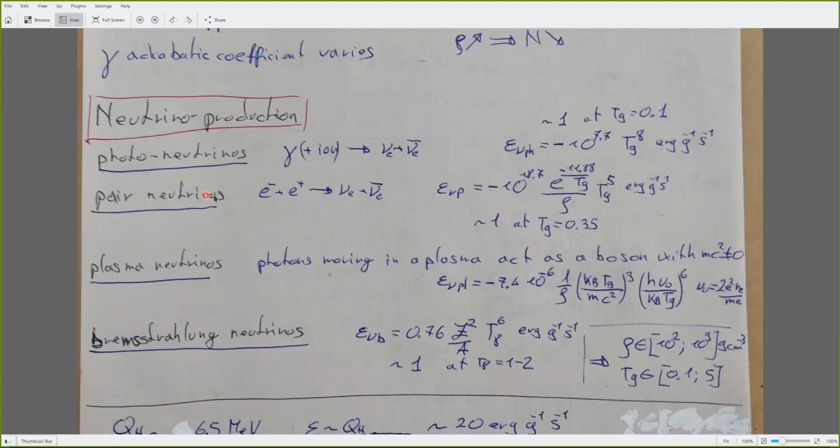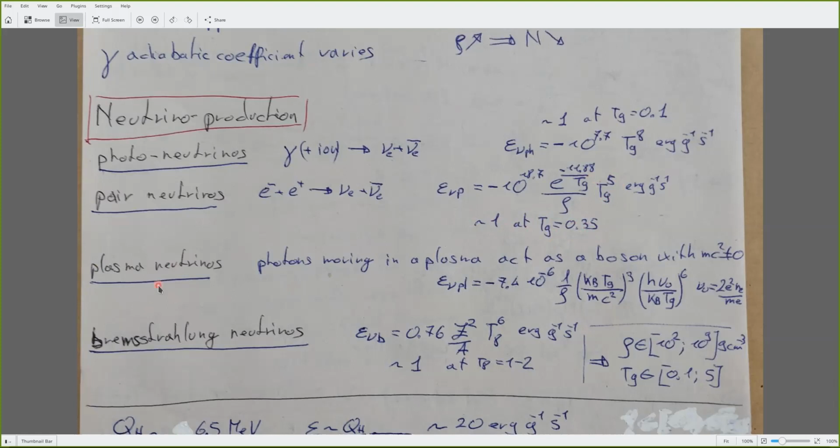Pair neutrinos are similar, like in the photoproduction. The pair production is the annihilation of an electron and a positron. Instead of producing two photons, they can produce a pair of neutrino and antineutrino. This is the formula. You see a really quite strong dependence, and again at a fraction of billions of Kelvin, the value is almost 1, then it starts to increase.